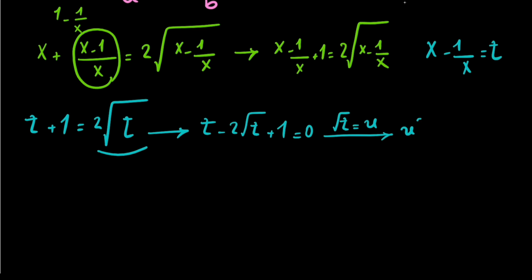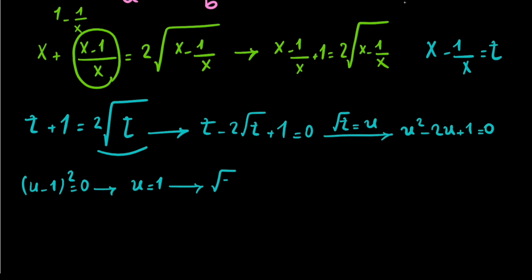And now, of course, it's better to write the square root of t as u. So it means u squared minus 2u plus 1 equals 0, right? And of course, you know that you can write it as (u minus 1) squared, that's equal to 0. So u is equal to positive 1. And u was equal to the square root of t. So the square root of t is equal to positive 1, and of course you will accept with me that t is equal to positive 1.